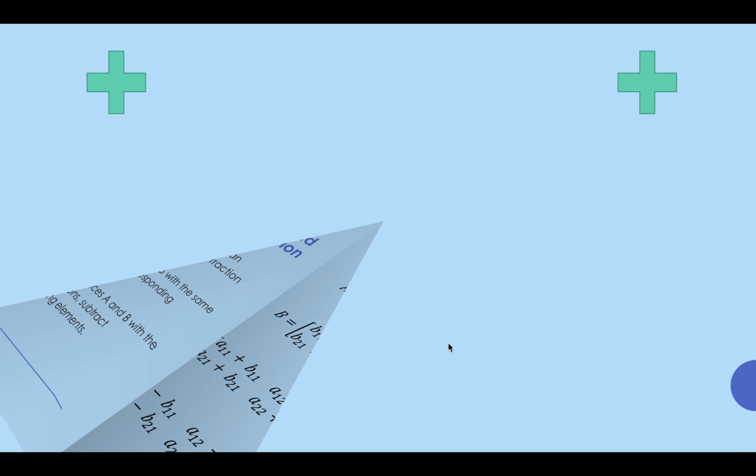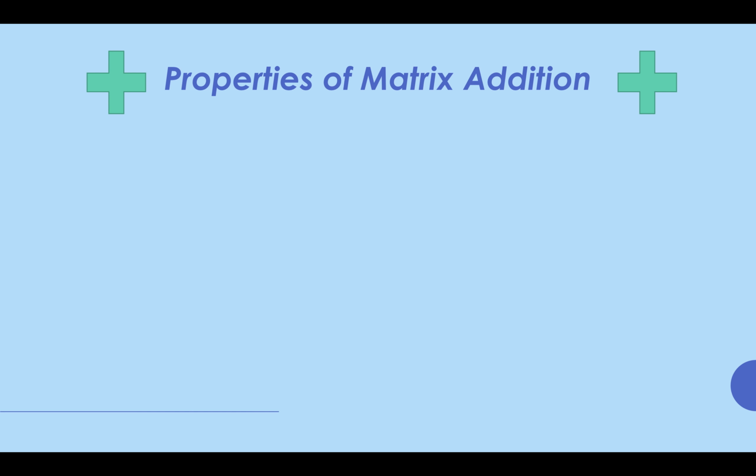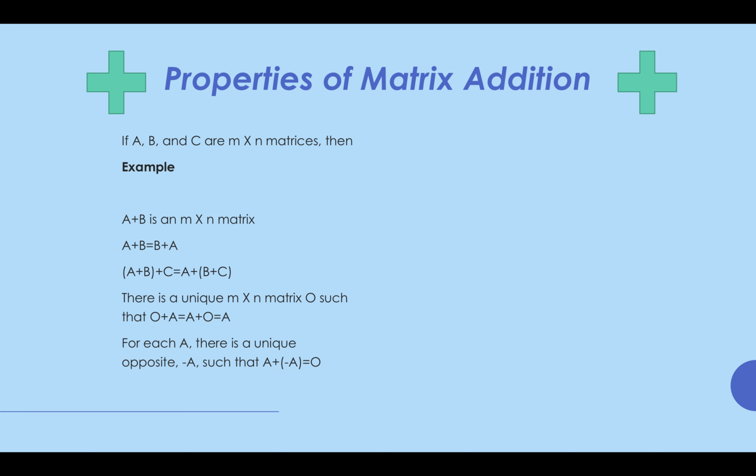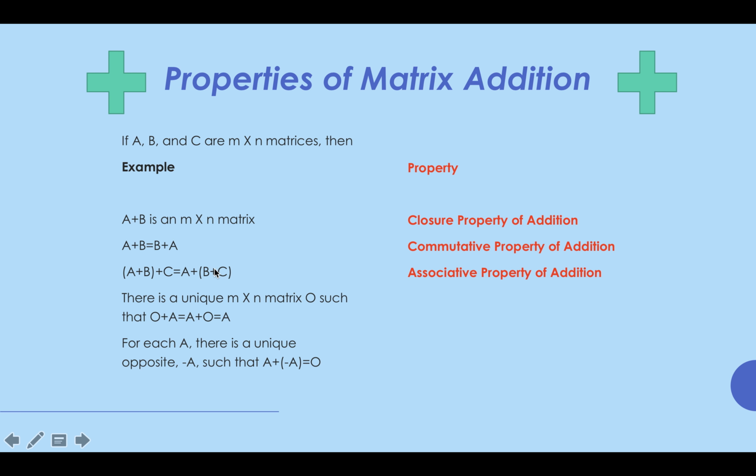Next we have some properties of matrix addition, and we'll start with if A, B, and C are m times n matrices, then here are examples. A plus B is an m by n matrix, and the property that corresponds with that is the closure property of addition. Next up we have A plus B equals B plus A, and the corresponding property is the commutative property of addition. Next we have A plus B plus C equals A plus B plus C, with the grouping changed. This is the associative property of addition.